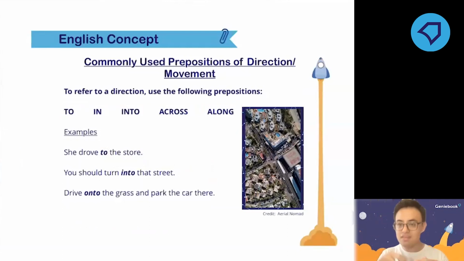To, in, into, across, along. All these are prepositions of direction.